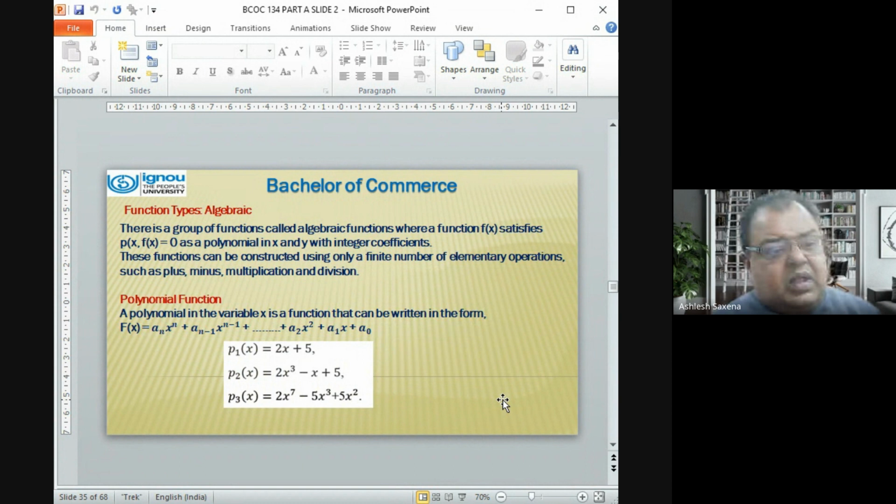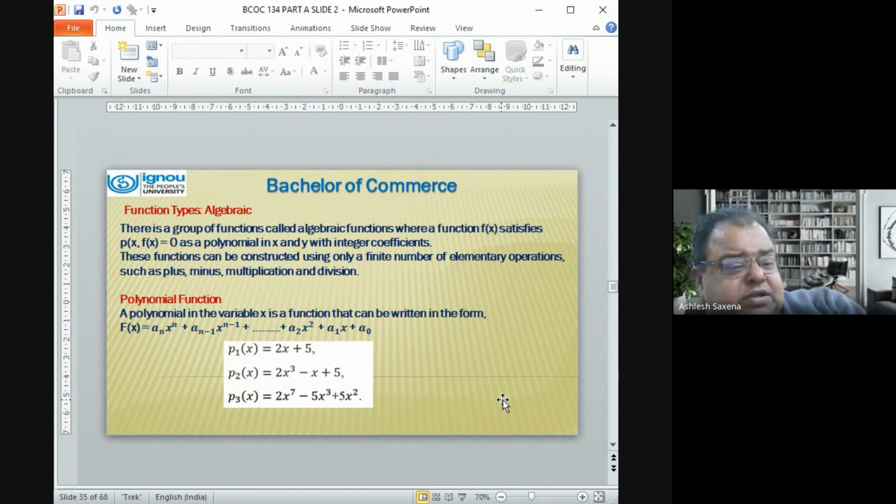First of all, polynomial function. A polynomial in the variable x is a function that can be written in the form f(x) equal to an x raised to the power n plus a(n-1) x raised to the power n minus 1, till a2 x square plus a1 x plus a0. That means from a particular positive power down to 0.